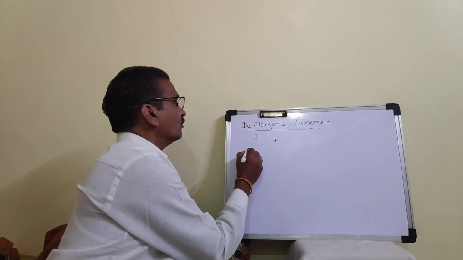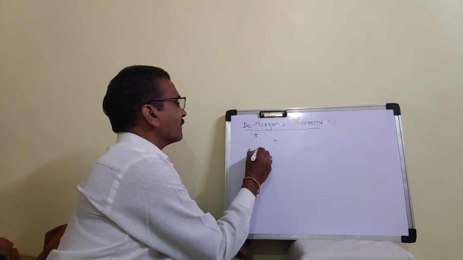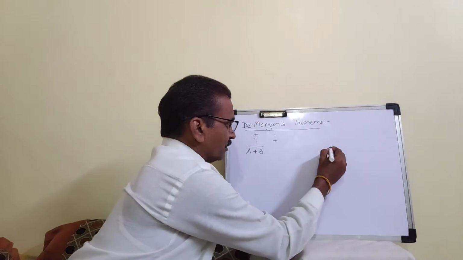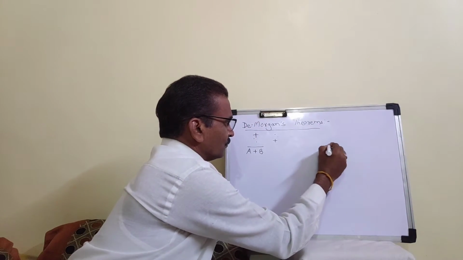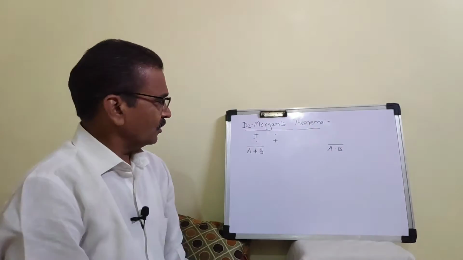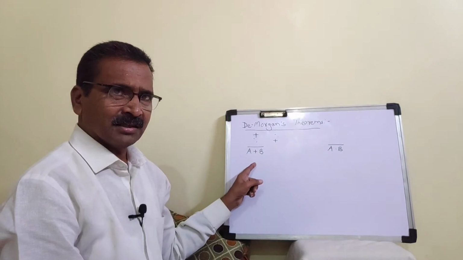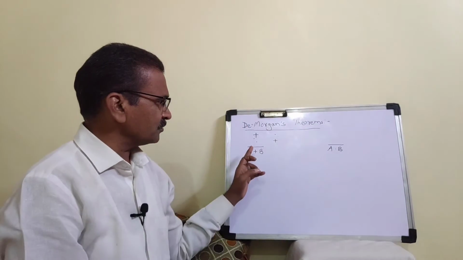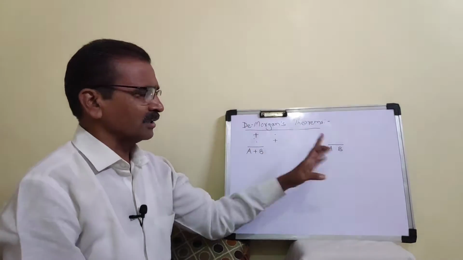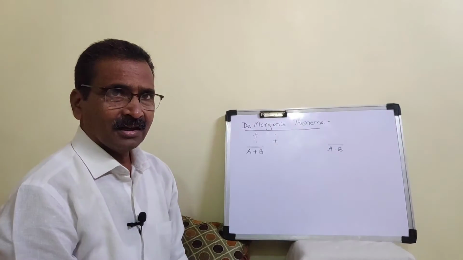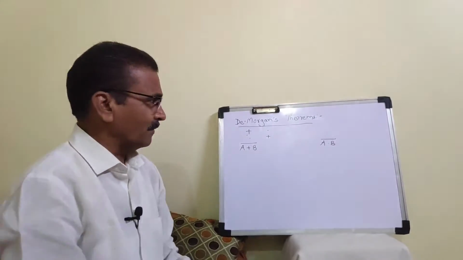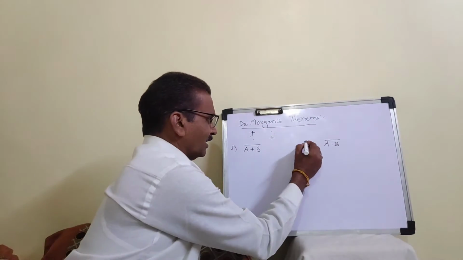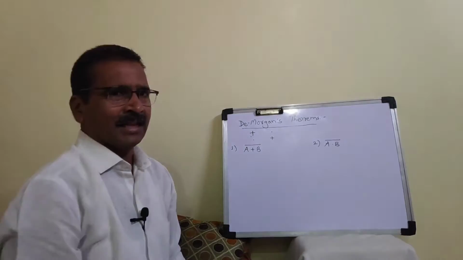So you know NOR gate output will be this one and NAND gate output will be this one. So here we have plus sign, whereas here we have dot sign. So how this plus sign can be converted into dot sign? For that, De Morgan's gives us two theorems, one for this NOR gate and second theorem is for NAND gate.